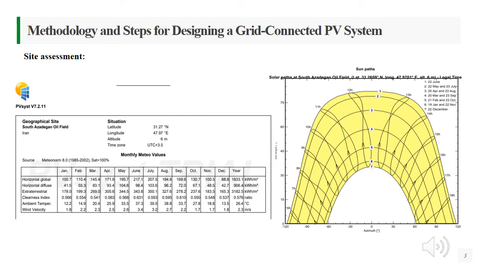The South Azadegan oil field near the city of Ahvaz in southwest Iran is the subject of this project. This figure shows the statistics from the PVsyst database, which is based on the Meteonorm website, including horizontal irradiation, diffuse irradiation, temperature, wind velocity, length, turbidity factor, and humidity. The region has a subtropical hot desert climate with long, hot summers and cool, short winters, according to data obtained from the Iran Meteorological Organization.